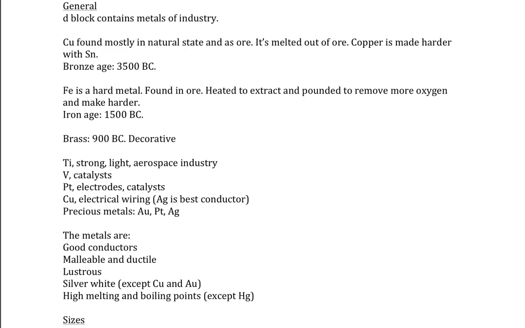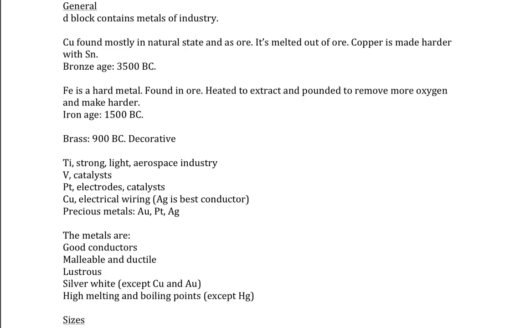So as we move to the left side of the periodic table, we get to titanium. That took very sophisticated technique to get it into titanium metal from its ion, how it's found in nature, electrolysis. It's light, it's used in the aerospace industry. Vanadium is used in catalysts. Platinum we saw is used in catalysts. It's also, as we saw, used in electrodes. Copper, its primary use is for electrical wiring.